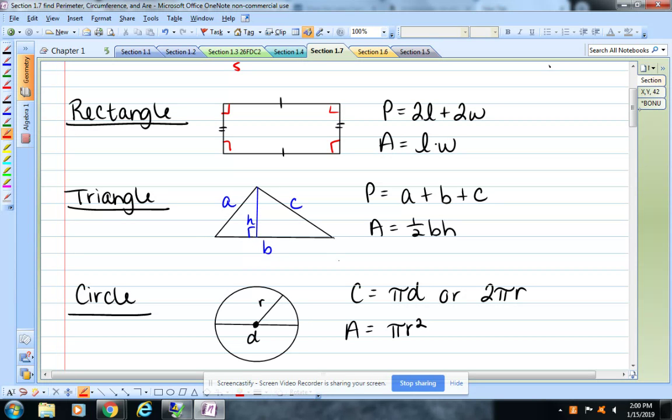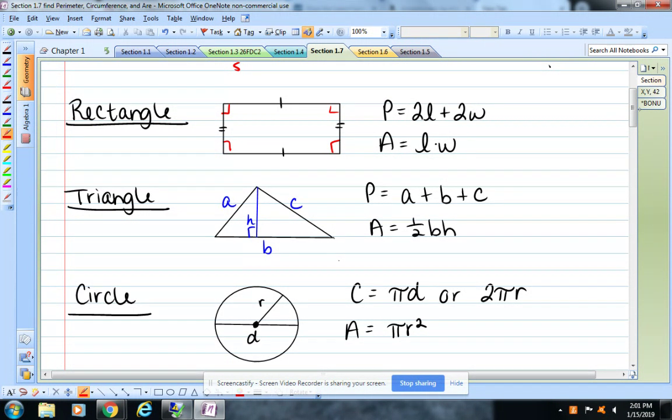And the last one is a circle. So instead of perimeter, we call it circumference, the perimeter of a circle. So the circumference of a circle is your distance or your length around the edge of a circle. So that is circumference. And you can do that 2 different ways. You can do pi times diameter, or you can say 2 pi times the radius.